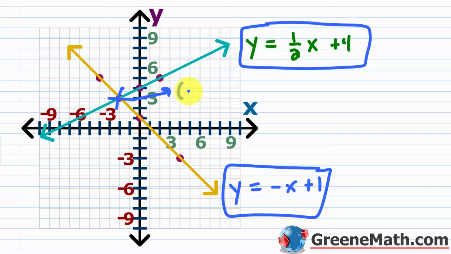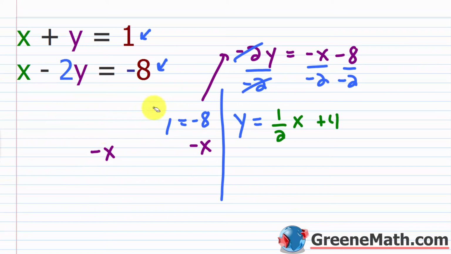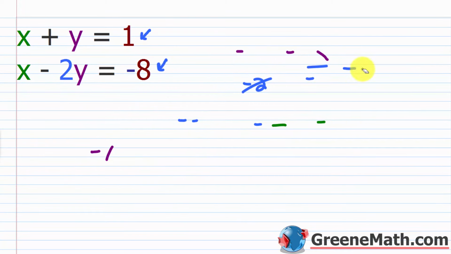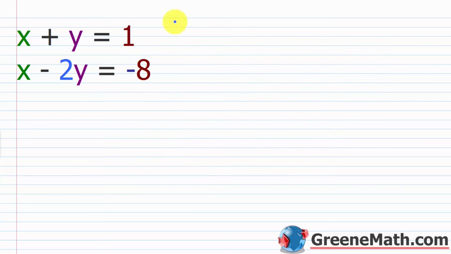so let me label that. I'll label that over here. I'll say it's negative 2, 3. That guy is on both lines, so it solves both equations of the system, and so it's a solution for the system. If I go back, we can prove this mathematically, okay? And so let me just write the solution here as negative 2, 3.